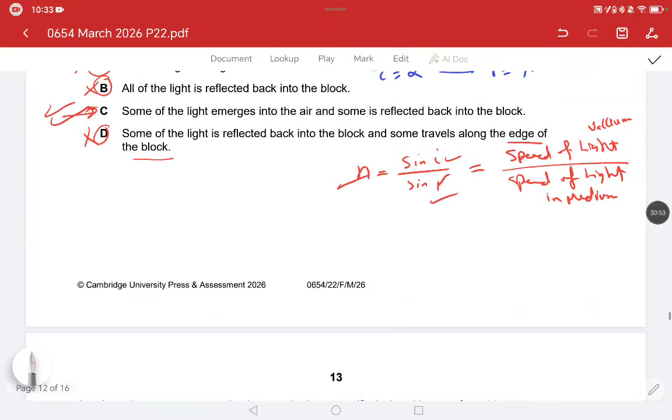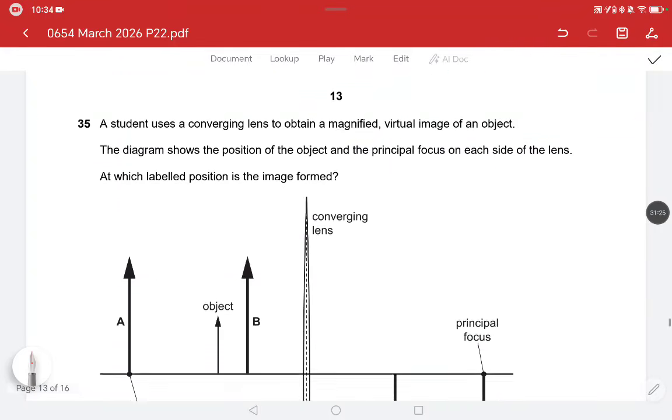And also I need to remember something every time. This is the normal, right? Take care, if I tell you that this is the incident ray, so I is here. Usually we measure from the normal. Please remember, we measure I or R from the normal. It's not this one. It's not this one. It's a trick. Take care.